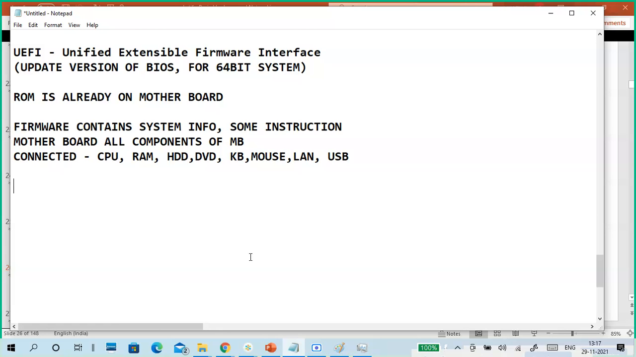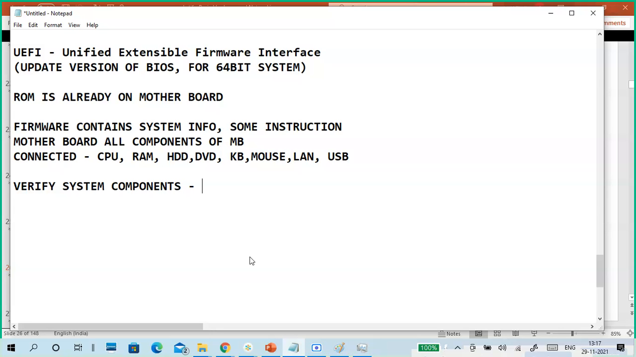Like that, your firmware will verify your CPU components. It verifies your system components. What are the system components?